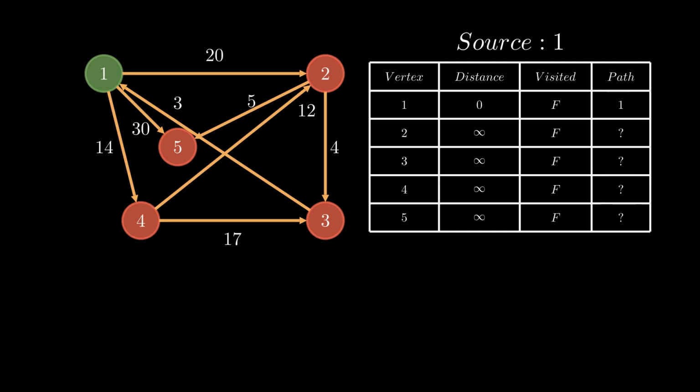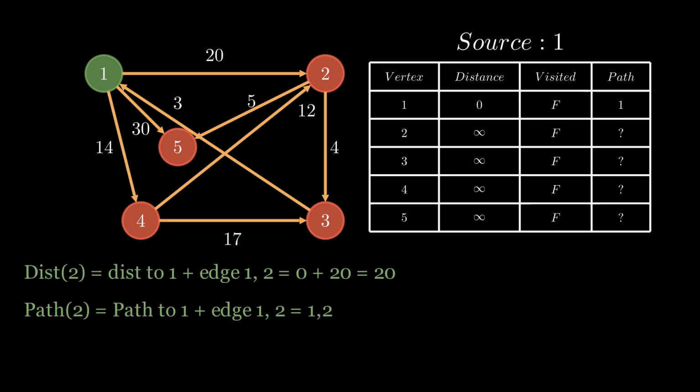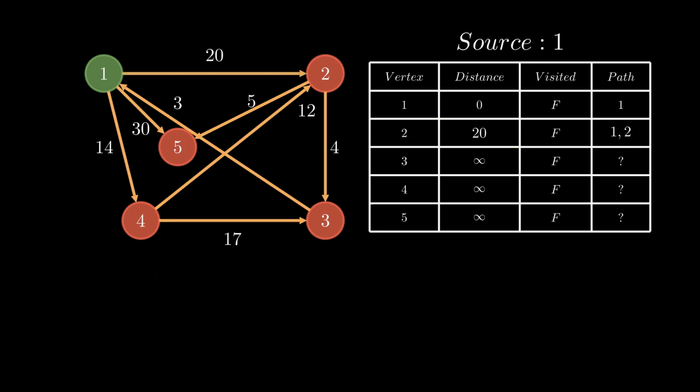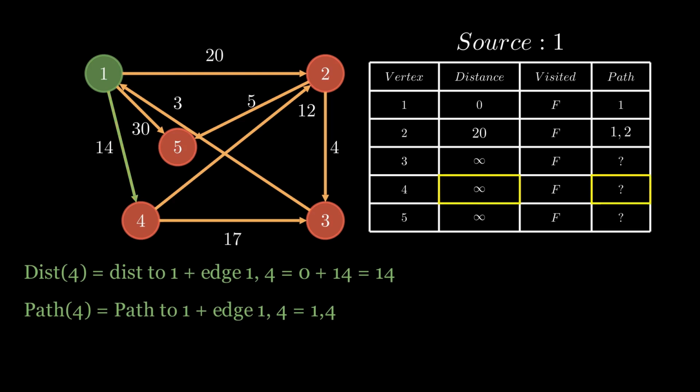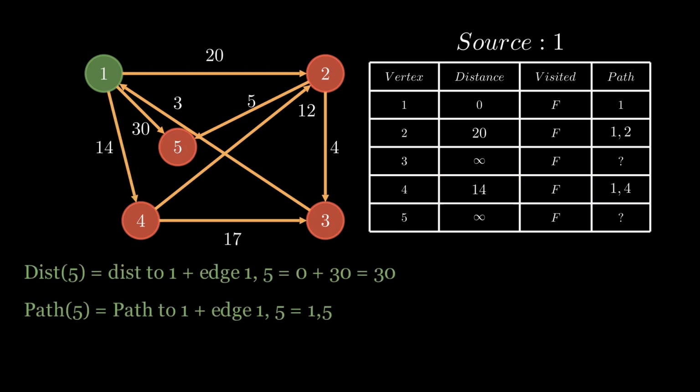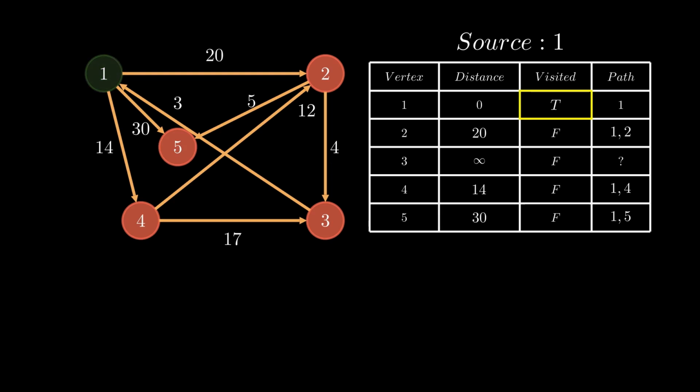Next, we find the vertex with the shortest distance that is not already visited. In this case, vertex 1. Let's update the adjacent vertices. The distance for 2 becomes 20. The distance for 4 becomes 14. And the distance for 5 becomes 30. Vertex 1 has no other adjacent vertices, so we are finished and can set it to true.